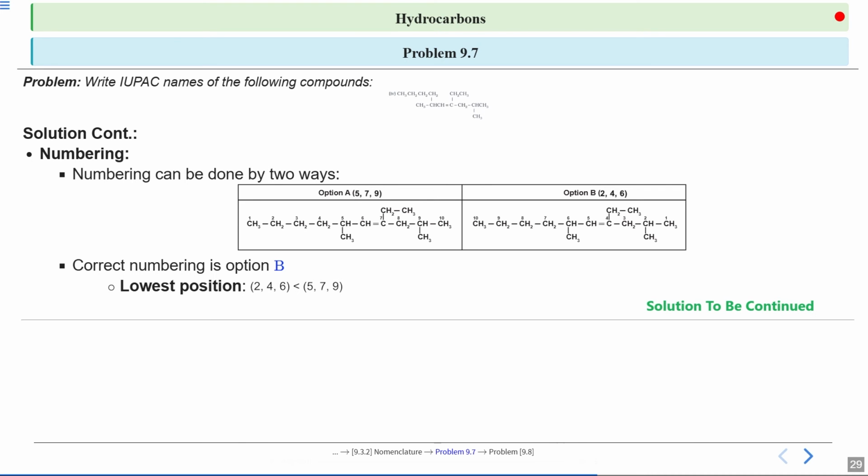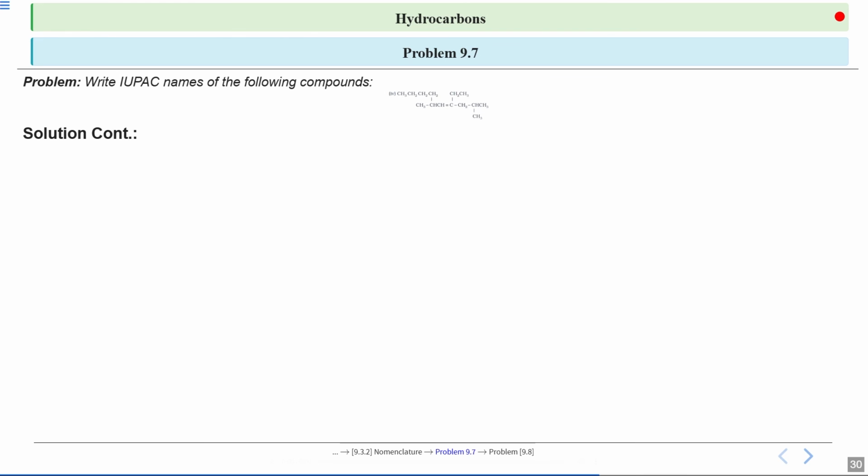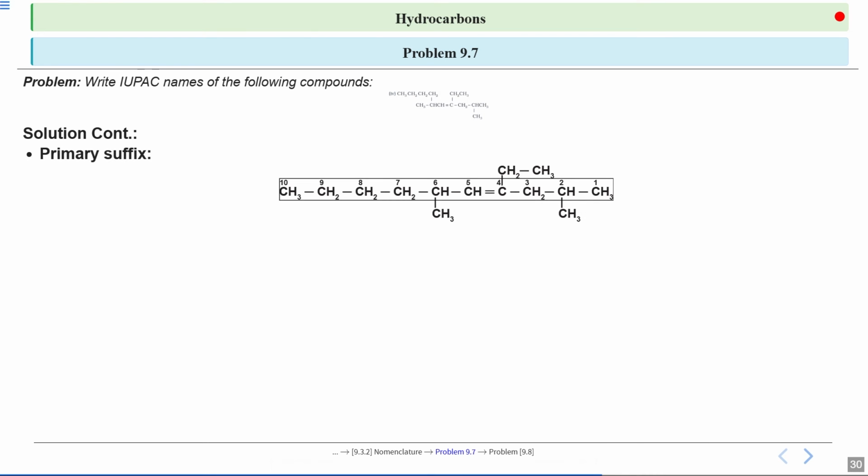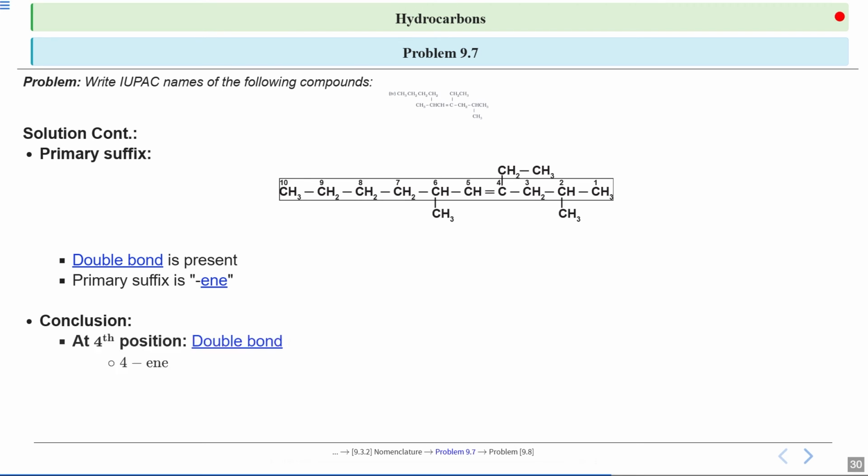Now moving on, we will decide the primary suffix. To decide the primary suffix, you have to look at the double bond. Yes, the double bond is present. It is present at the 4th position. Therefore, the primary suffix is "-ene". And the complete primary suffix will be along with its position. Since it is present at the 4th position, the primary suffix is 4-ene.